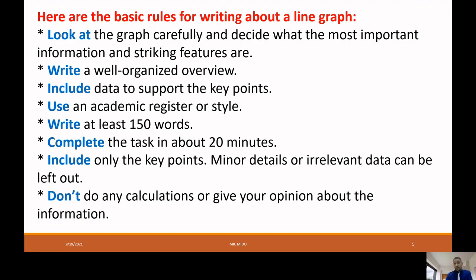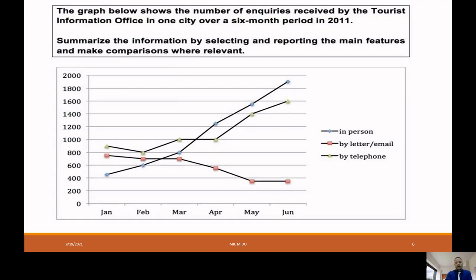Don't say that when we divide this number by this one, the answer is. Don't do any calculations, and don't give your opinion. There's no opinion here. Don't say "in my opinion" or "I think." We are talking about facts in front of you and no conclusion, as I told you for the essay. Let's go to the question again.